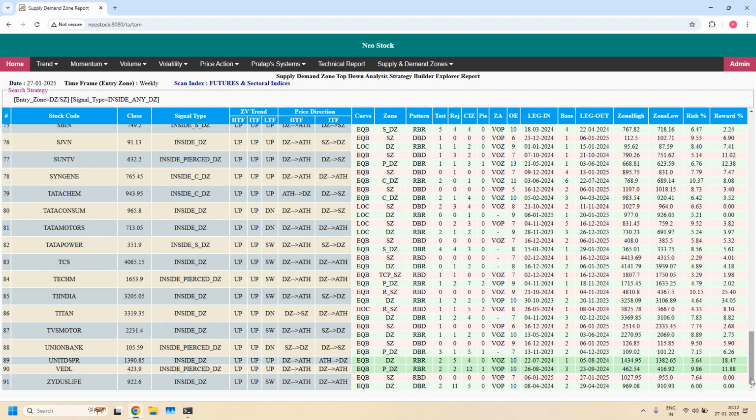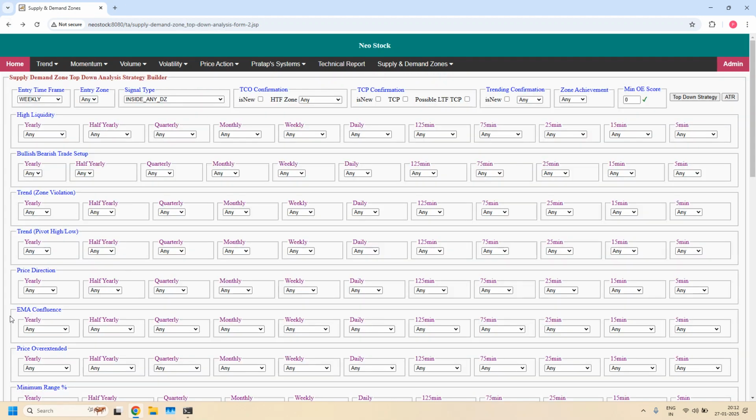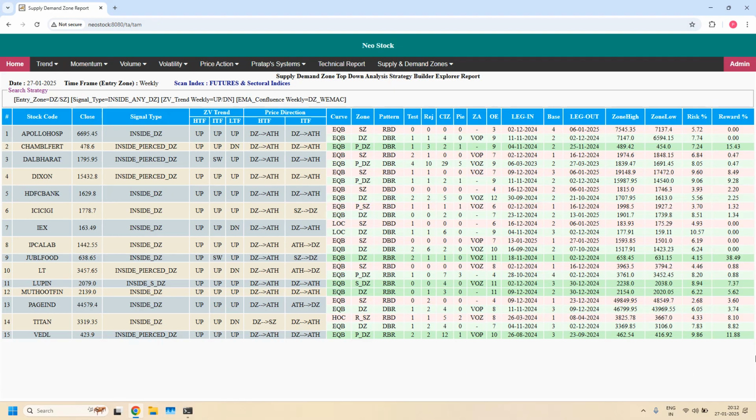Out of these 91, how many are having weekly EMA Confluence? Let us filter. In the EMA Confluence, weekly time frame, weekly demand zone having weekly EMA Confluence, and the trend on the weekly time frame can be either up or down. With these filters, we got 15 stocks out of 89. These 15 weekly demand zones are having weekly EMA Confluence, and also the current price closed inside these weekly demand zones.